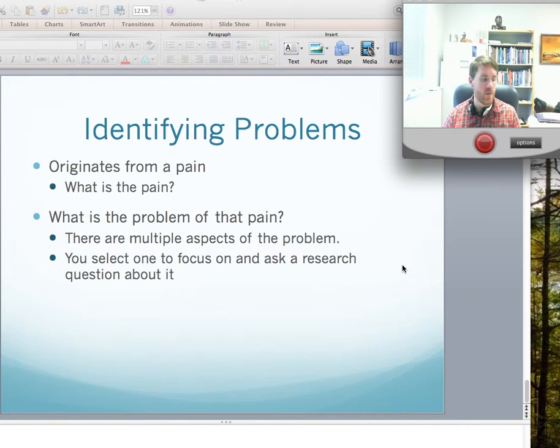So we've talked about variables, let's talk about problems. And really, as researchers, we've got to identify our problems first before we determine our variables. The book doesn't really talk about this. This comes from another book called Craft of Research. But it talks about a pain. Identifying a pain really will help identify what our problem is.